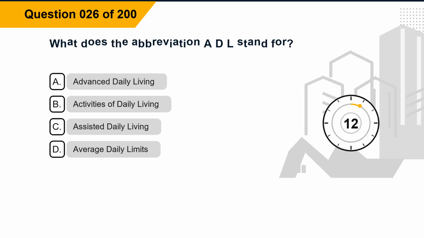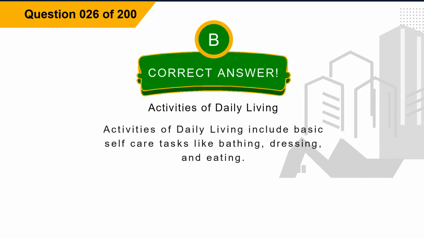Question 26. What does the abbreviation ADL stand for? Option A, advanced daily living. Option B, activities of daily living. Option C, assisted daily living. Option D, average daily limits. The correct answer is option B, activities of daily living. Explanation. Activities of daily living include basic self-care tasks like bathing, dressing, and eating.